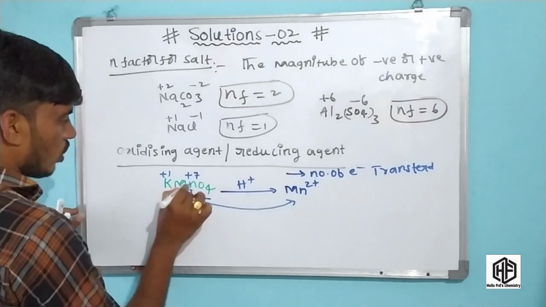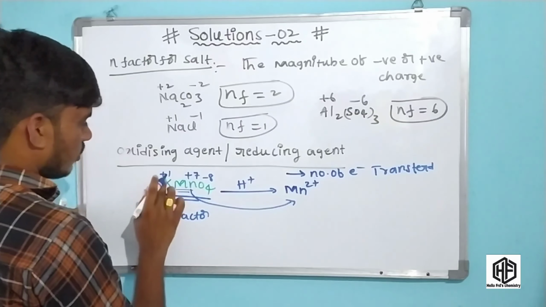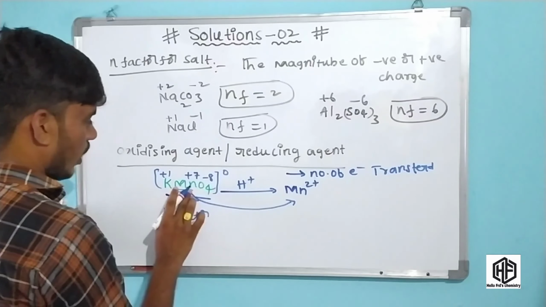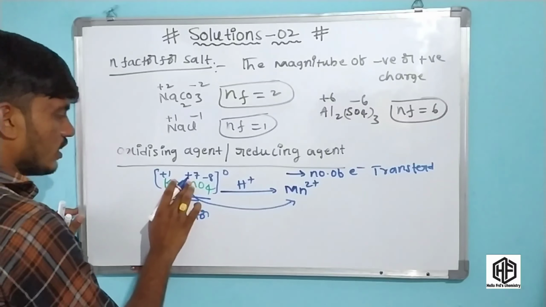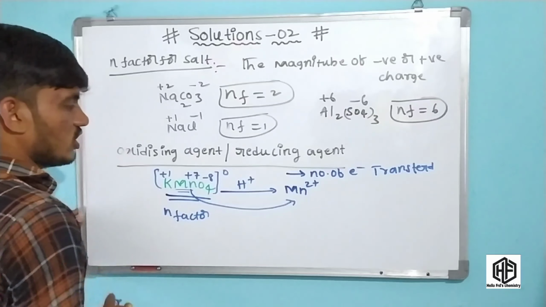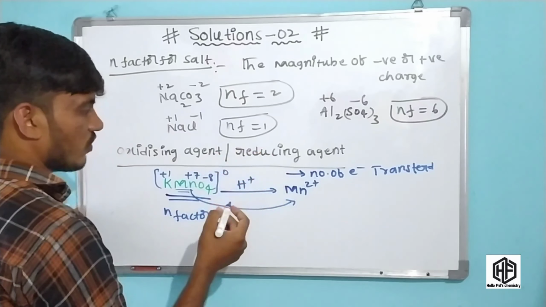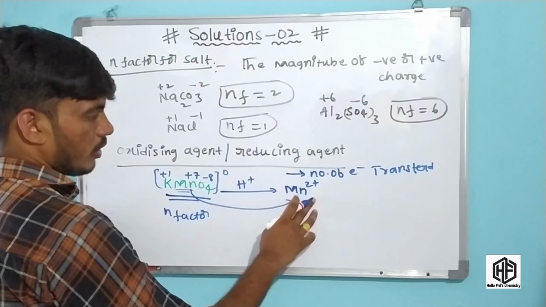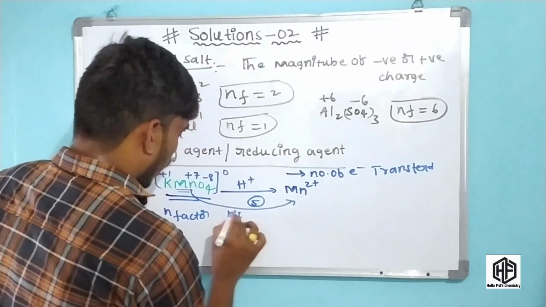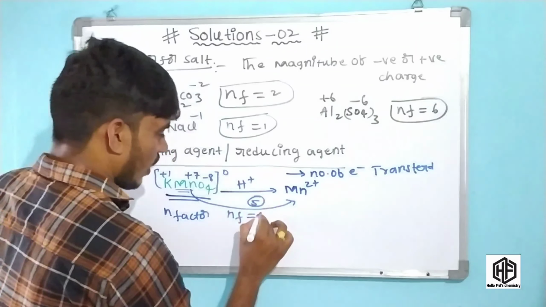Because this is plus 1 and this is minus 8, plus 1 minus 8 is equal to 0. So Mn is calculated as plus 7 oxidation state. This plus 7 oxidation state is converted to Mn2 plus. Now this is called the oxidizing agent. The number of electrons transferred from Mn plus 7 to Mn2 plus is 5 electrons. So the n factor value of KMnO4 in the presence of H plus is 5.